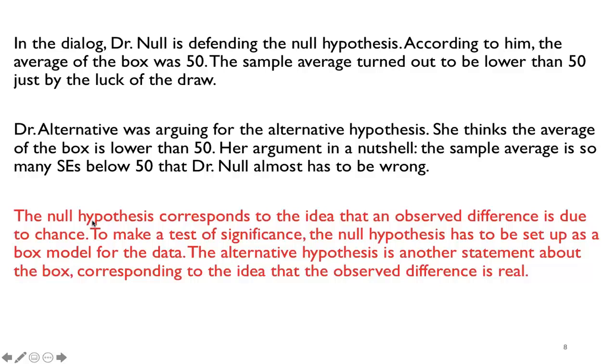So the null hypothesis corresponds to the idea that the observed difference is due to chance, and so to make a test for significance, the null hypothesis has to be set up as the box model for the data. So we basically assume that the null hypothesis is correct. The alternative hypothesis is another statement about the box. It corresponds to the idea that the observed difference is real.